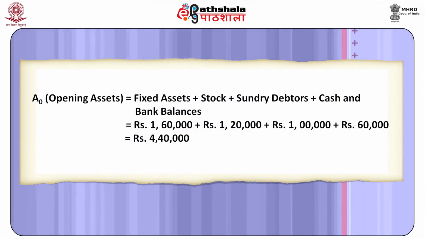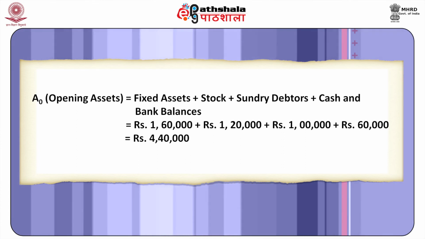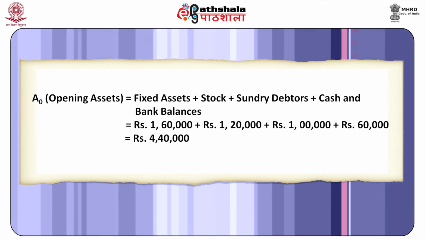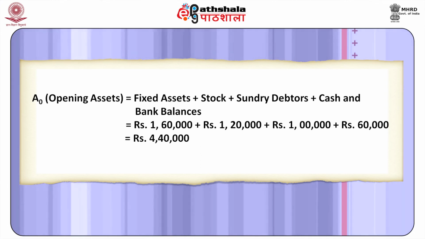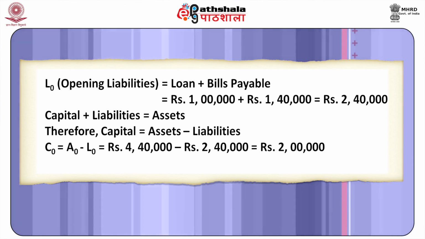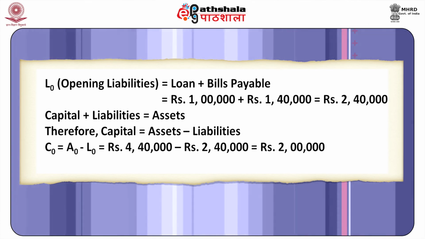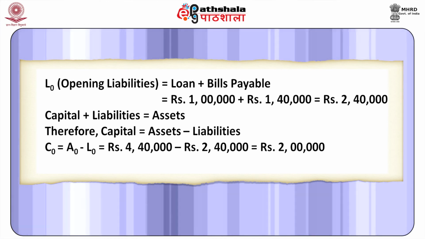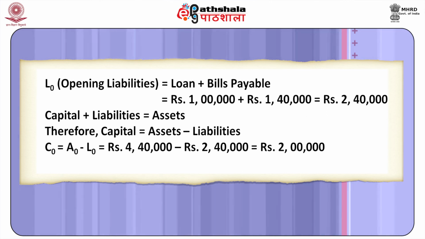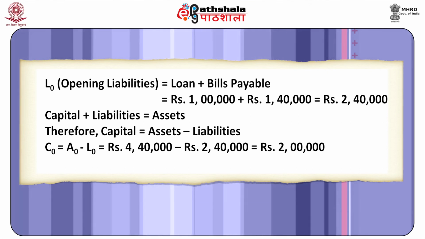Now let's come to the solution of the A part, that is determination of opening capital, C0. Here A0, that is opening assets, will be equal to fixed assets plus stock plus sundry debtors plus cash and bank balances, which is rupees 1,60,000 plus 1,20,000 plus 1 lakh plus 60,000, which amounts to rupees 4,40,000. Now L0, opening liabilities, is equal to loan plus bills payable, that is rupees 1 lakh plus 1,40,000, equal to 2,40,000. We know that as per the accounting equation, capital plus liabilities are always equal to assets. Therefore, capital is equal to assets minus liabilities. Therefore, C0 is equal to A0 minus L0, that is rupees 4,40,000 minus 2,40,000, which gives you rupees 2 lakh.